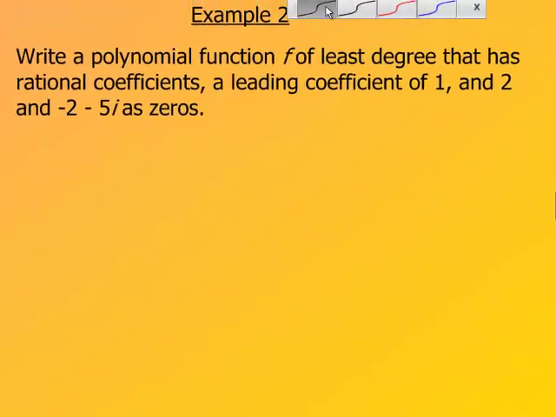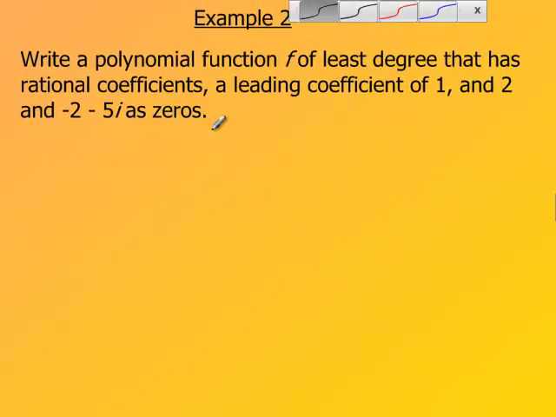So let's look at an example here where this would come into play. This problem simply states we're going to write a polynomial function f of least degree that has rational coefficients, a leading coefficient of 1, and 2 and negative 2 minus 5i as zeros. So we're going to have a leading coefficient of 1. That's the only leading coefficient we'll deal with in these particular problems. But we know we have two zeros here, 2 and negative 2 minus 5i. So a real number and a complex number.